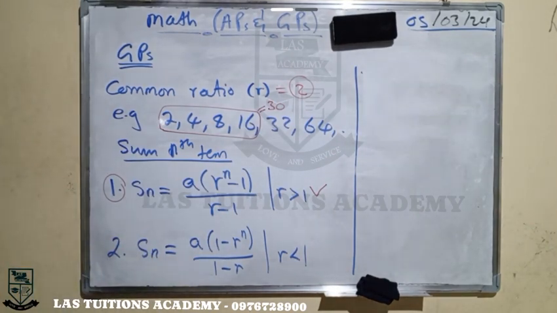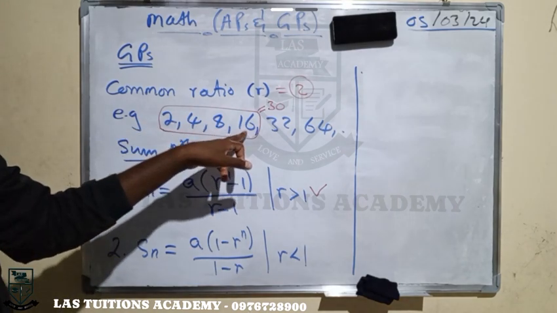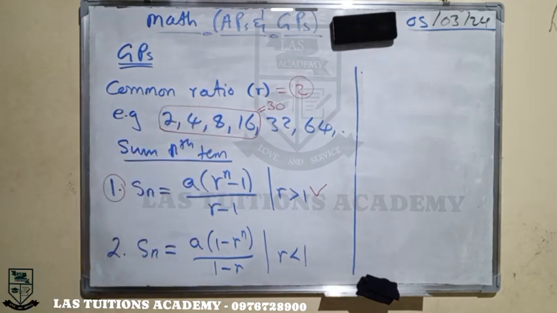I hope we are all okay. 8 plus 2, that's 10. 4 plus 16, that's 20. So 20 plus 10, that's 30.